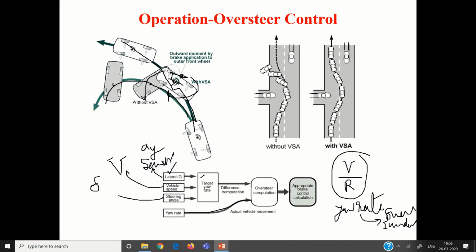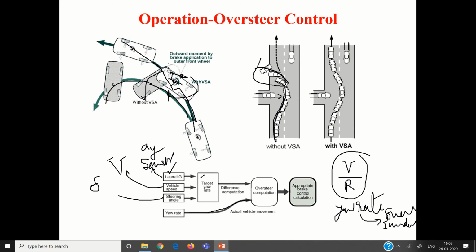Look at this. This is what really happens. Suppose you are traveling like this, on a highway. All of a sudden somebody enters like this. So to avoid this, we are trying to take a turn like this. So this is already V is very high, R is short, and lateral acceleration is very high. Chances of vehicle oversteering is there.